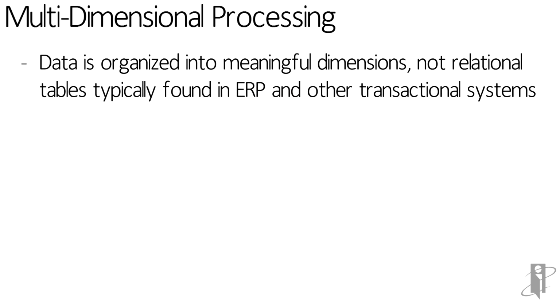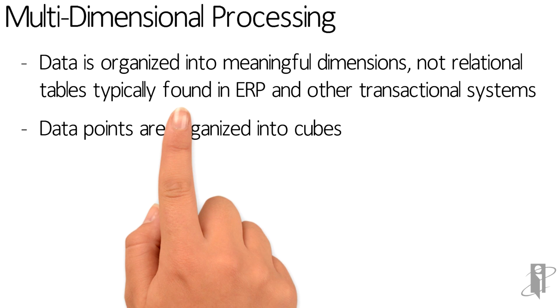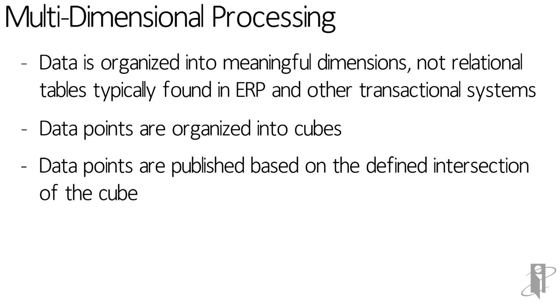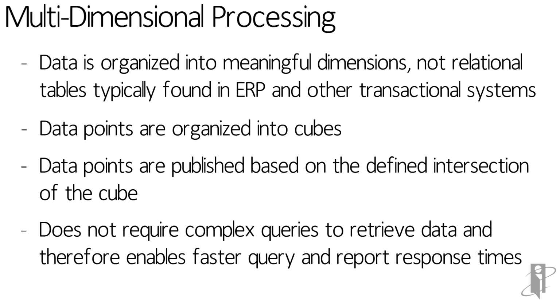HFM uses multidimensional processing. Data is organized into meaningful dimensions, not relational tables typically found in ERP and other transactional systems. HFM architecture is set up so that data is organized into cubes. These data points, or cubes, are published based on the defined intersection of the cube. HFM's multidimensional processing does not require complex queries to retrieve data and therefore enables faster query and report response times.